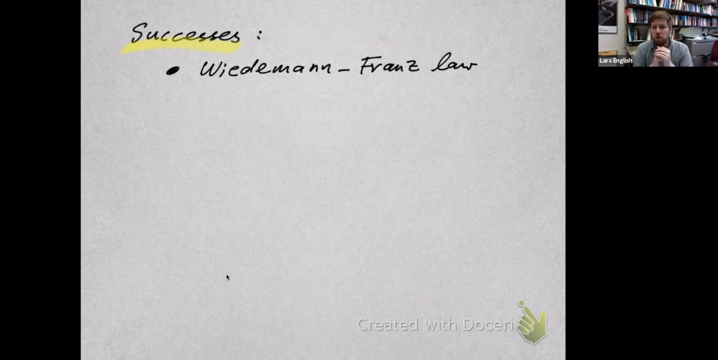And first and foremost, the one that we've already encountered is the Wiedemann-Franz law, which relates the electrical conductivity of a particular metal to its thermal conductivity. And it says that the two go hand in hand. If we have a particular metal that is a very good conductor of electricity, it must also be a good conductor of heat. So that's the Wiedemann-Franz law in a nutshell.